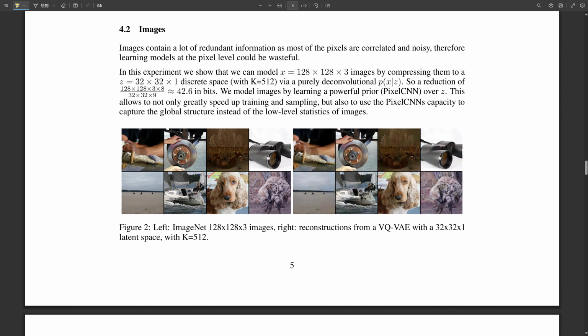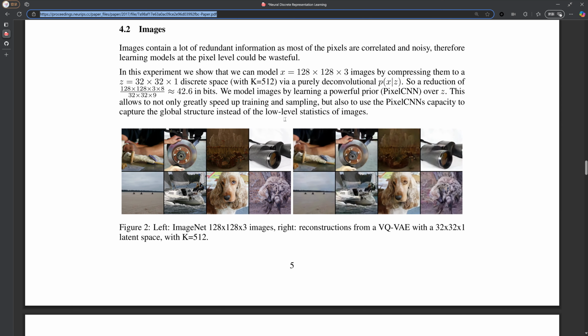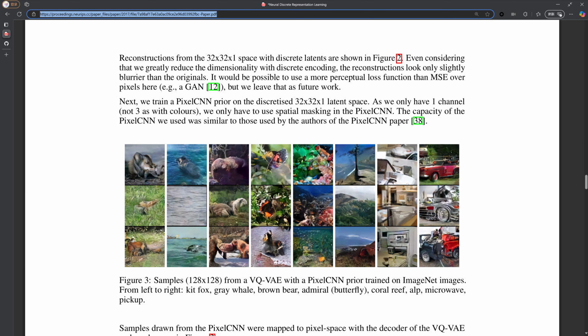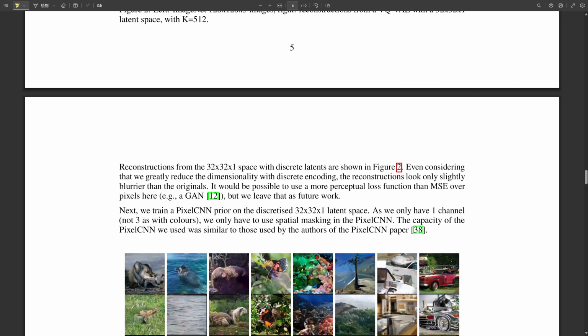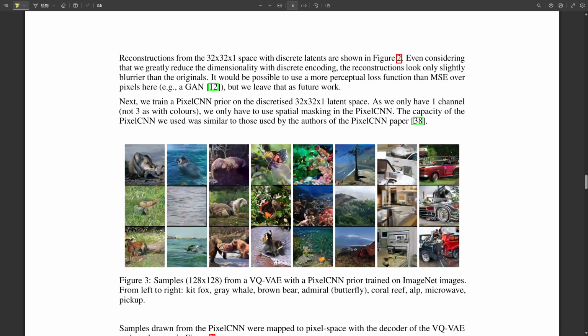So overall, the VQ-VAE seemed to perform really well on a variety of tasks. It did, and the authors concluded that it represented a major step forward in unsupervised representation learning, especially when it came to discrete latent variables. So just to recap, the key innovations here are the use of discrete latent codes, the learned prior, and the ability to avoid posterior collapse.